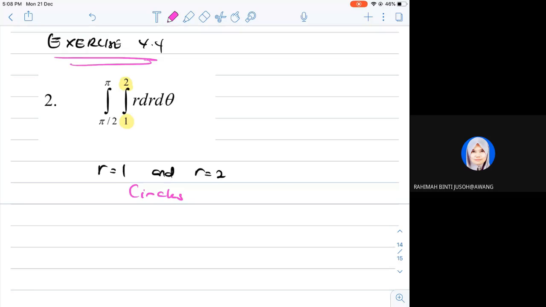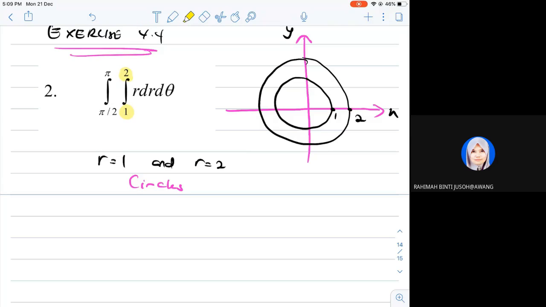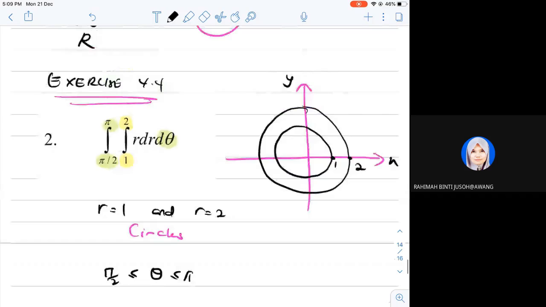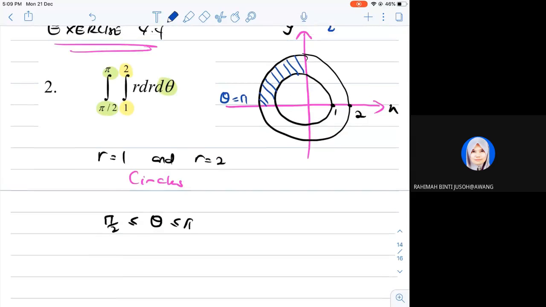So you already have 2 circles. Let us sketch region R now in terms of r and theta. We have X and Y. First circle is radius 1. Second circle is radius 2. Here is 1 and here is 2. Then you have the angle theta from pi over 2 until pi, so the second quadrant. Here theta equals pi over 2 and theta equals pi. So we have this region R, a quarter donut. That's your region R.